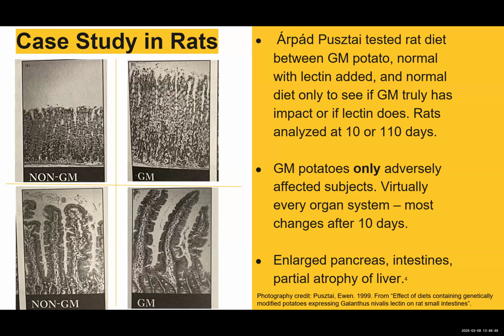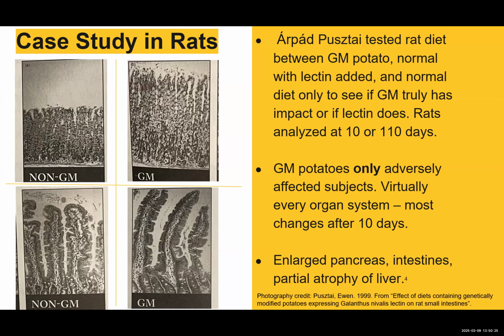And he actually fed rats different diets in order to determine whether or not genetically engineered crops are producing any adverse effects in animals. He compared normal potatoes to potatoes with added lectin, because at the time, in the 1990s, manufacturers argued that lectin was causing disease in animals, not the genetically engineered product itself. And then they also fed a different population of rats only genetically engineered foods.